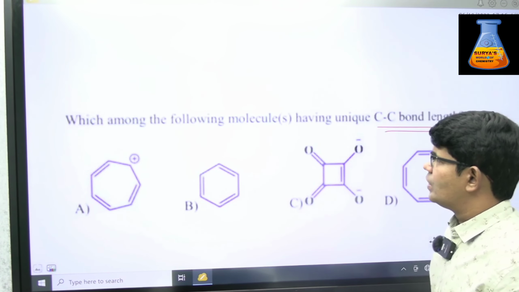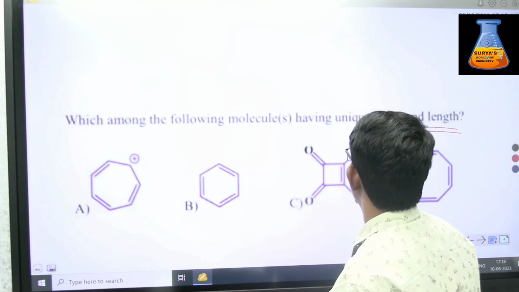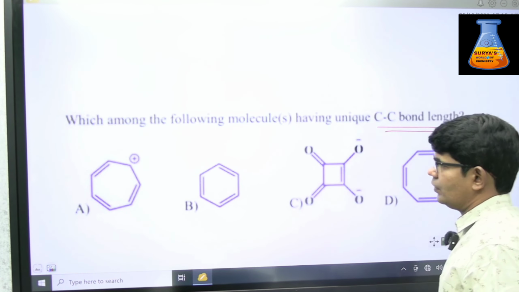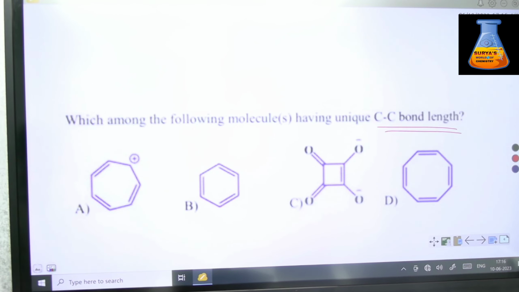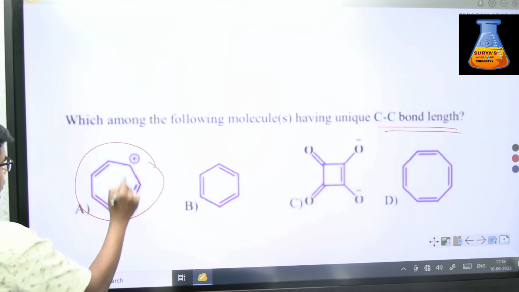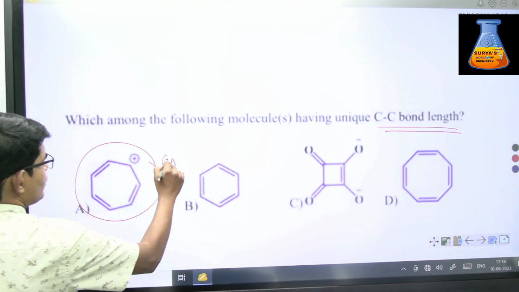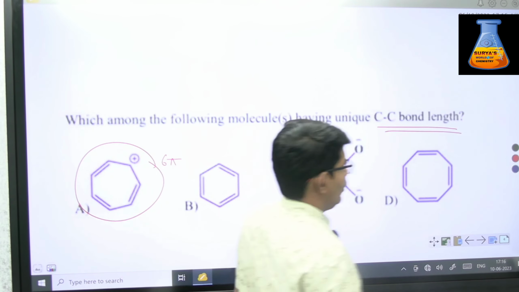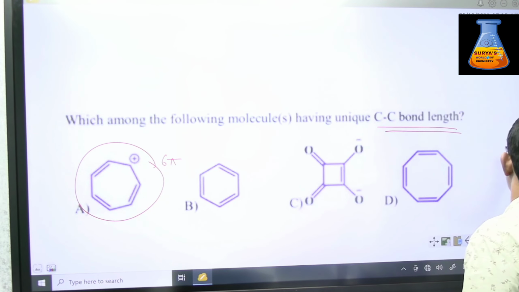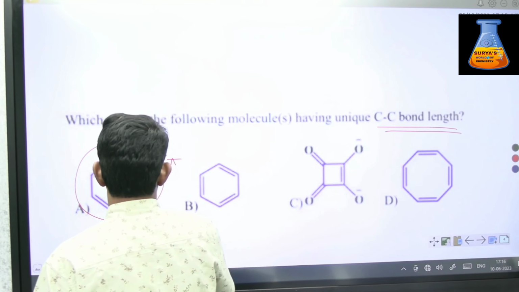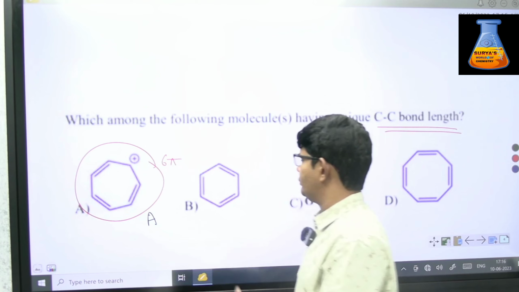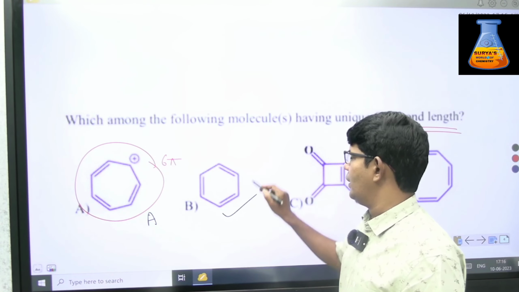So, which among the following molecules have unique carbon-carbon bond length? First one is a 7-membered ring, which is the tropylium carbocation. It is a 6 pi electron system. With a 6 pi electron system, it can actively be involved in resonance, thereby having aromaticity. So this is an aromatic compound. This is benzene, and this is also an aromatic compound.